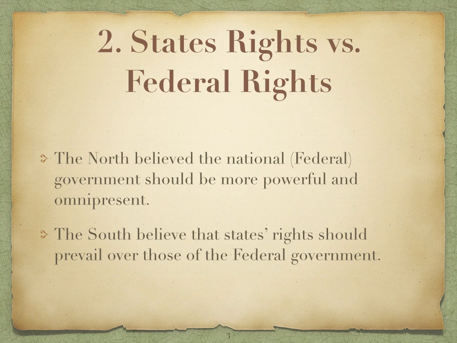The second reason, states' rights versus federal rights. The North believed that the federal government was the most powerful, and it says in the Constitution, in Bill of Rights number 10, that any laws not specific to the authority of the federal government belong to the state. And the South believed that states' rights should prevail over those of the federal government. And this was an argument that had been going on since the ratification of the Constitution in 1788 and the Bill of Rights in 1789.